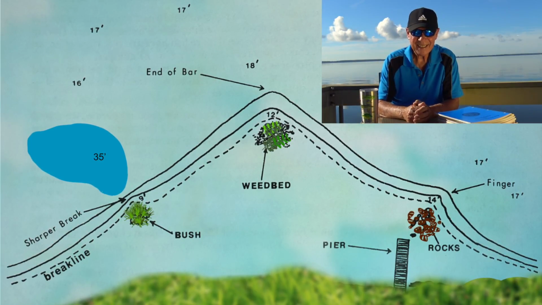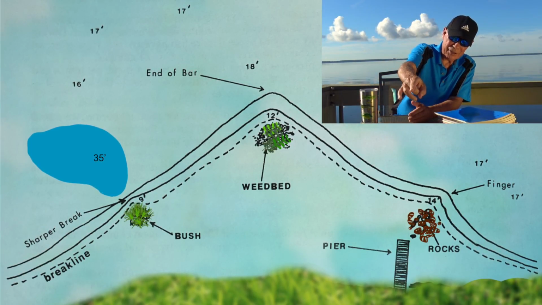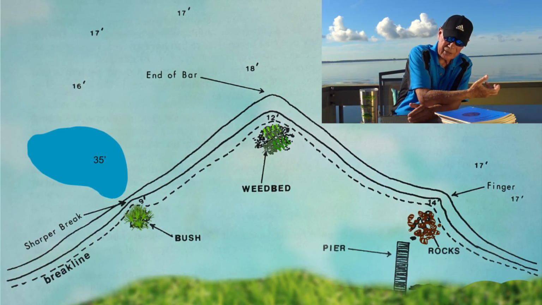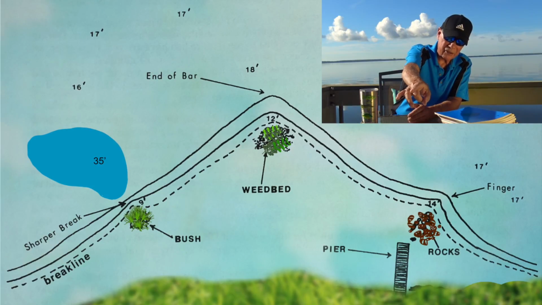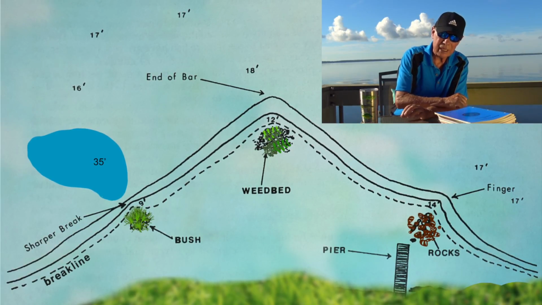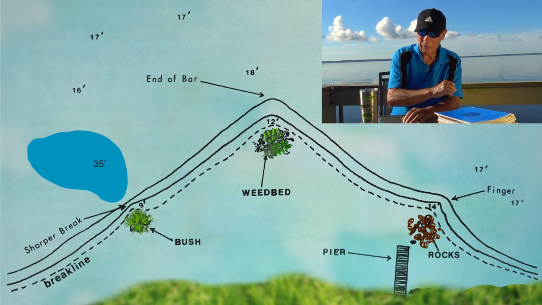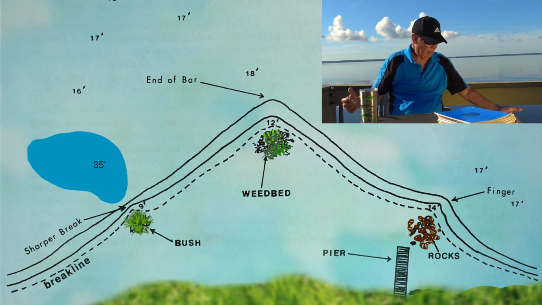No, he can't. Because the end of the bar is breaking at 12 feet. Sharper break is at 9 feet. They come up and hit that sharper break. They're already at 9 feet. They will not go downhill to get shallower. It makes no sense to the fish. Basic fishing fact. But you see how it changes everything?